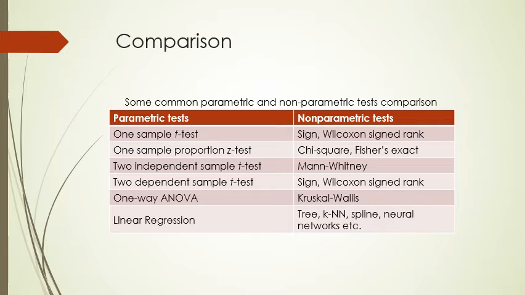Trees, k-nearest neighbors, splines, neural networks, etc. are the widely used machine learning methods that may even provide better estimations than linear regression. We don't cover machine learning methods in this lecture series, but we will discuss other non-parametric tests here.